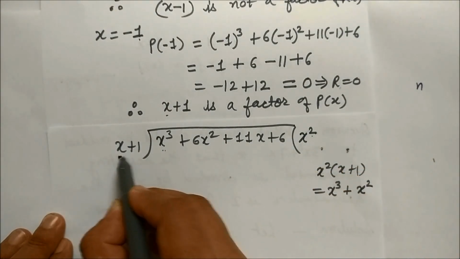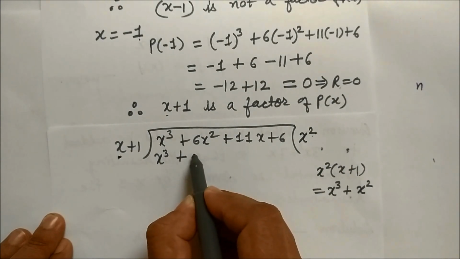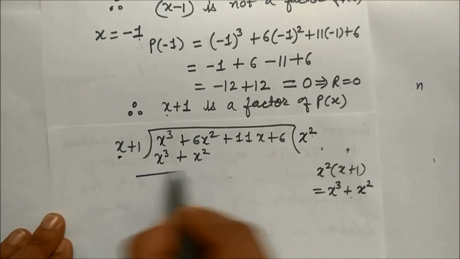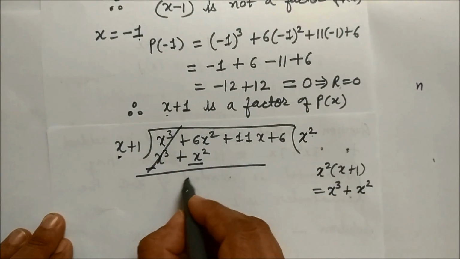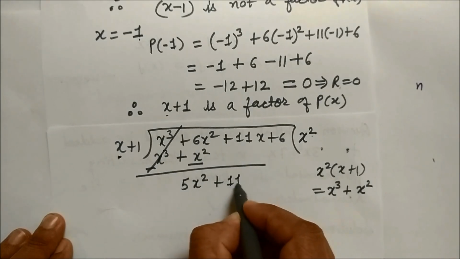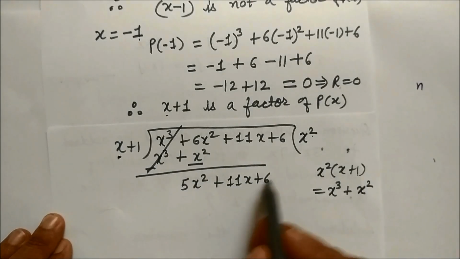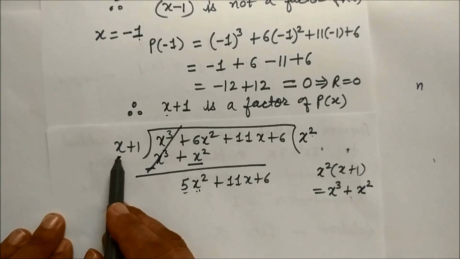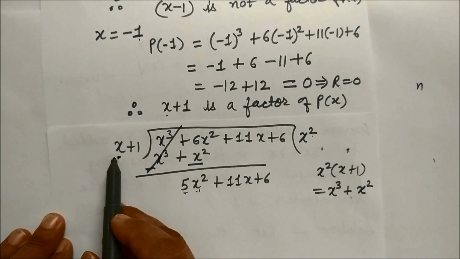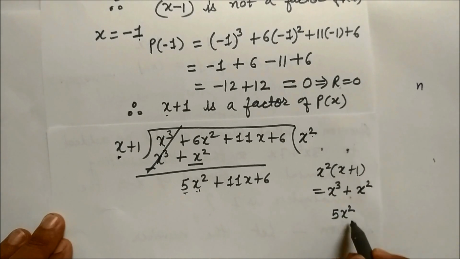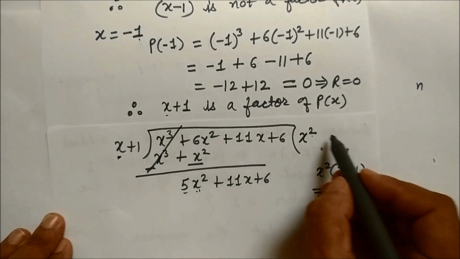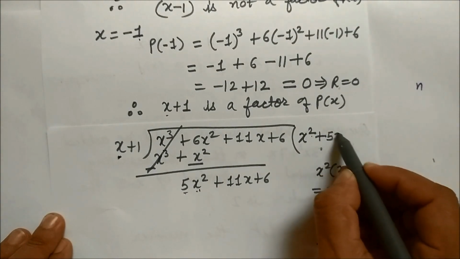x square multiplying in these two, we will get here x cube and here x square. Now we will subtract, minus minus, it is cancelled now. 6x square minus 1x square is equal to 5x square. Here 11x, here 6. Now we want here 5x square, and here we have only x. So what should we multiply in x? So it becomes 5x square. For finding this, we will divide 5x square by x. We will get here 5x, because x square is cancelled by x. So the next term we will get here plus 5x.